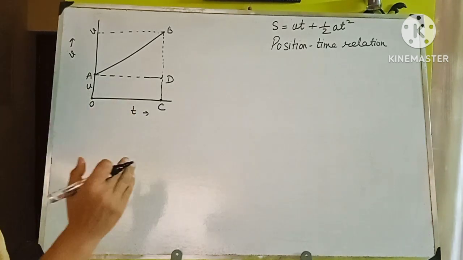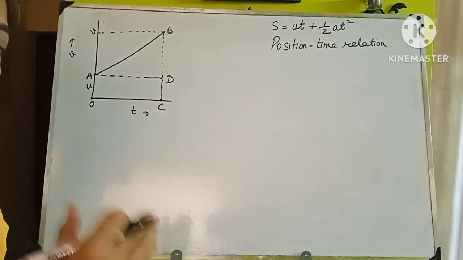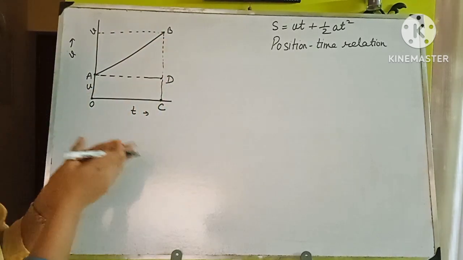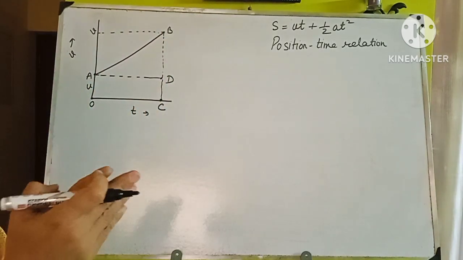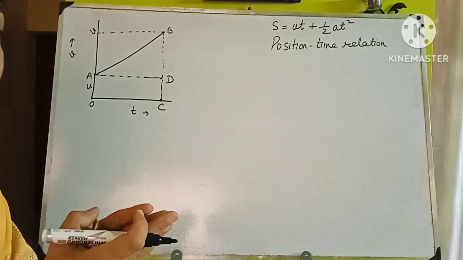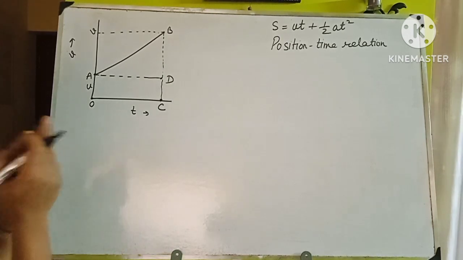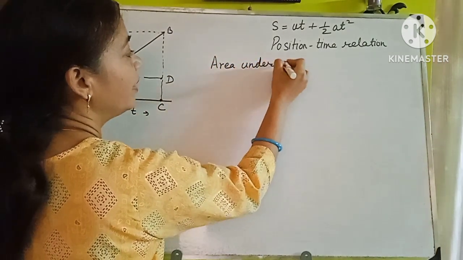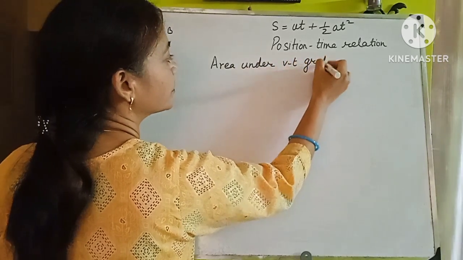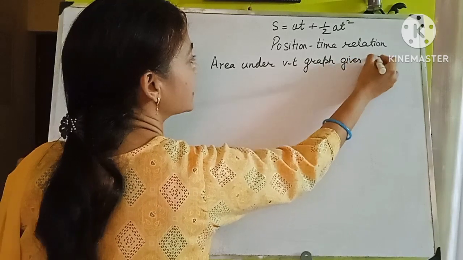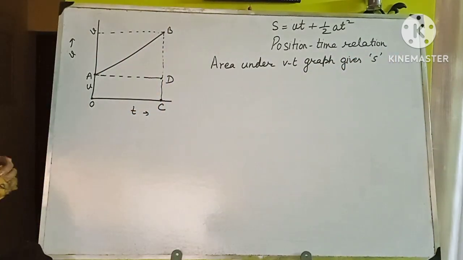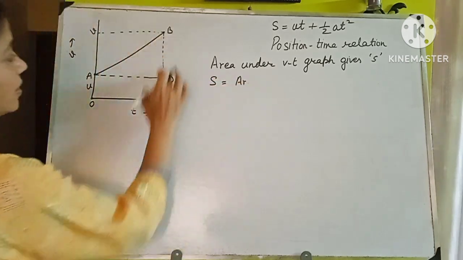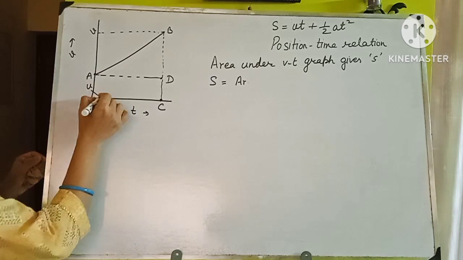Now let us come back to our derivation part. It's always important to understand where the derivation starts from. Our derivation starts from the fact that it's a VT graph, and the area under a VT graph gives us the displacement magnitude, that is the distance traveled. So we'll write: area under VT graph gives S, distance traveled, or the magnitude of displacement. So S is equal to the area under the graph.